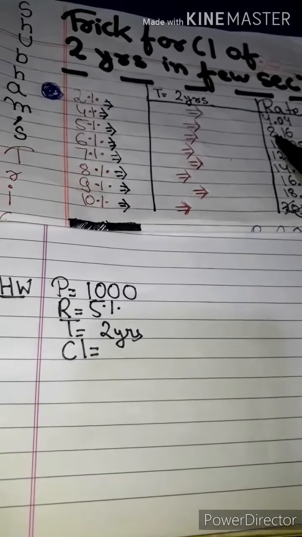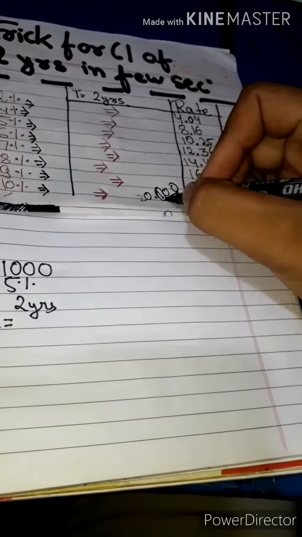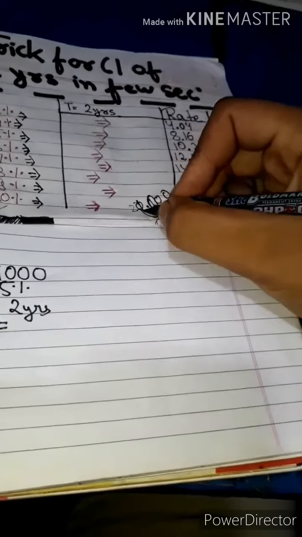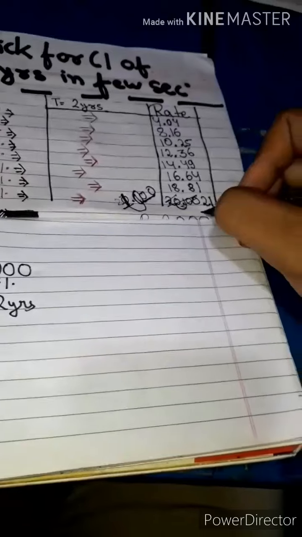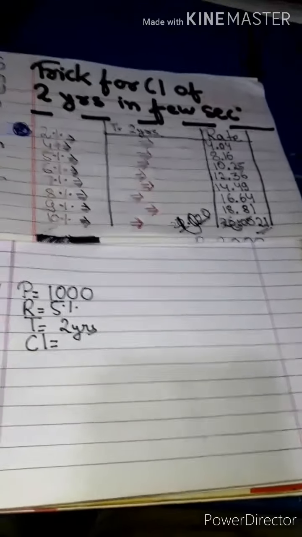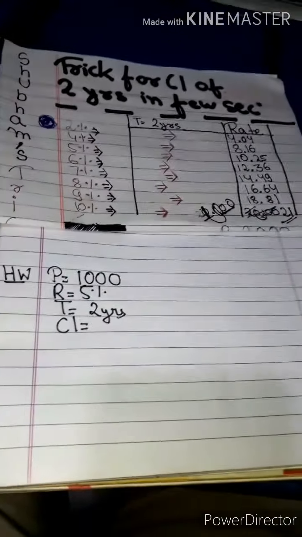Now let's see 10: 10 into 2 is 20. So first we put 20 here, then we do the square of this number, which is 100. We know that we have to take only 2 digits, not 3 digits. So carry the 1 from this place and add it there, so it becomes 21, and we have taken 21 here. Now the concept has been cleared.